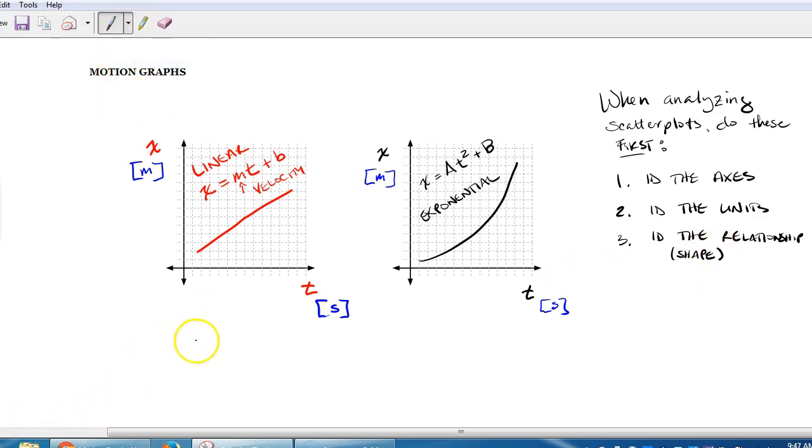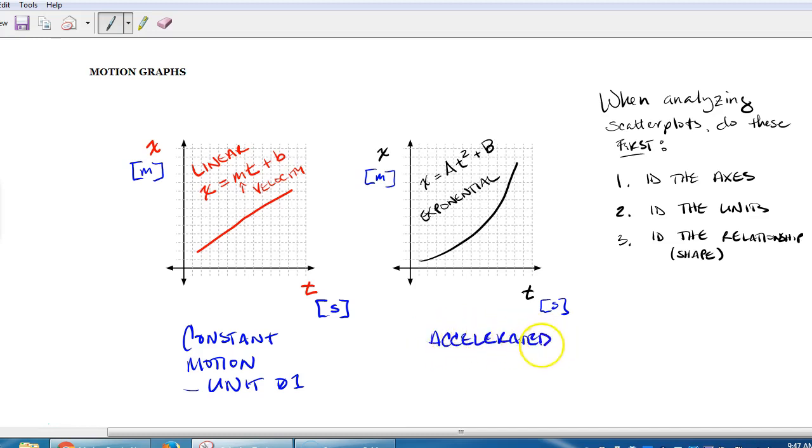Oftentimes in this class we'll have exponential, polynomial, or linear, and really that's it. Occasionally we'll have no relationship, so that would be a horizontal line. On the left-hand side, the graph of that motion shows something similar to what you might see in Unit 1, the unit we just finished. And then on the right-hand side, that's accelerated motion with the curve in it. And so that is really what we're studying in this unit, Unit 2.